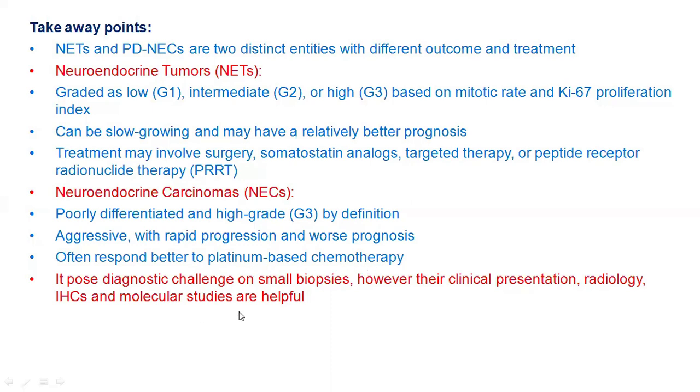So it is important to keep these two entities in mind, especially when we are dealing with small biopsies, because it could be challenging to make a distinction. However, the whole clinical presentation, radiology, IHCs, and if there is availability of molecular studies, then it will be helpful to differentiate these two entities.